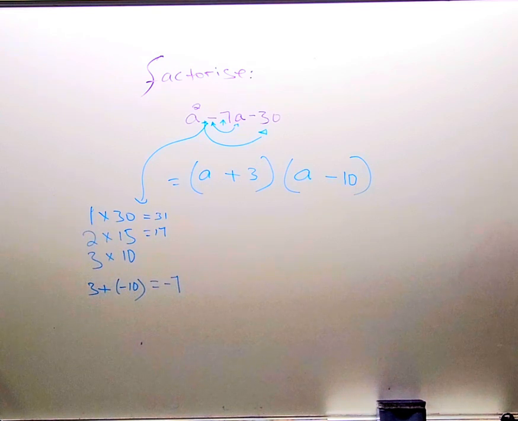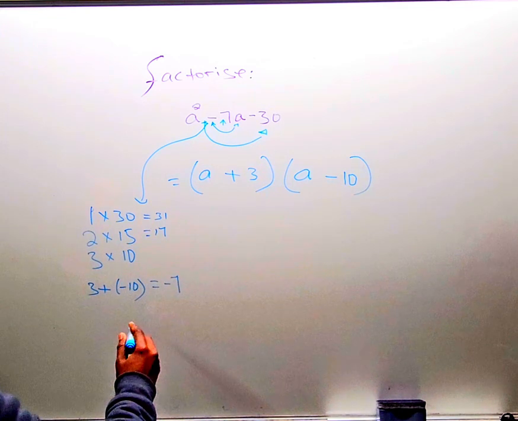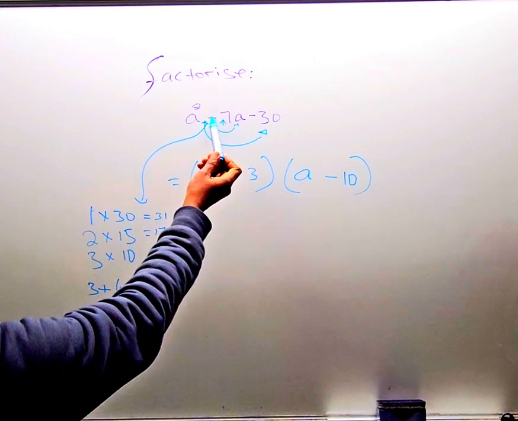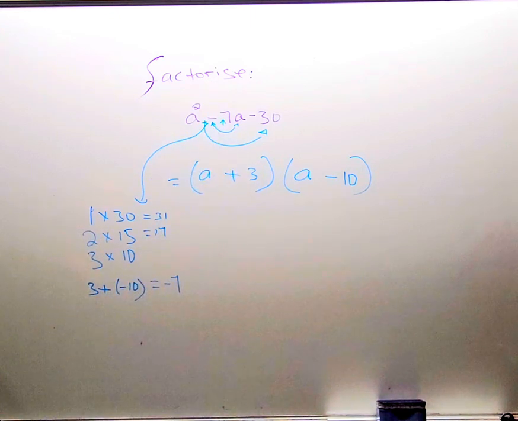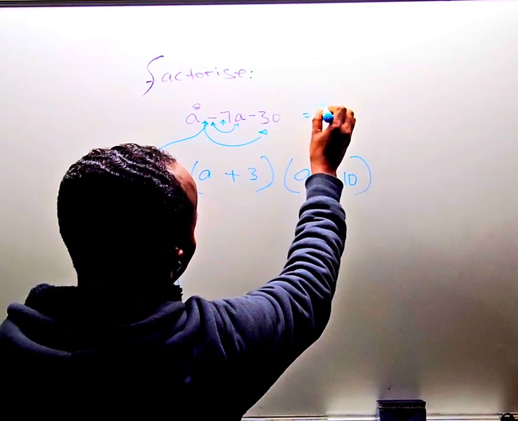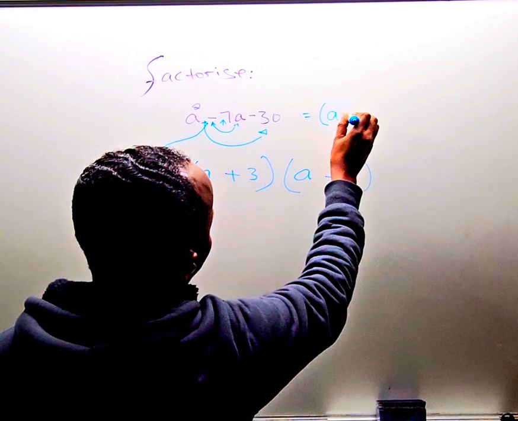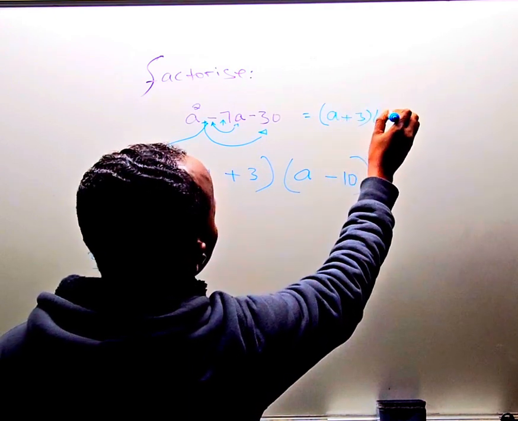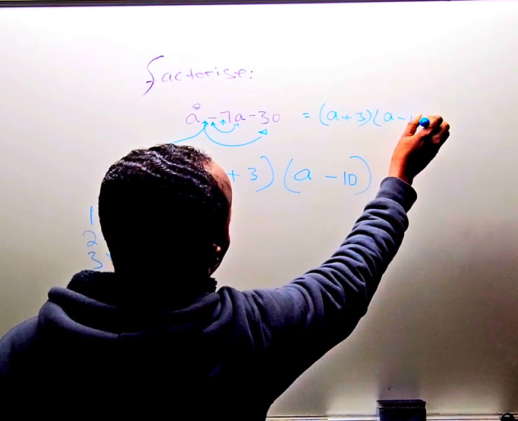The same way, you are advised to check your negative sign. That negative sign tells you the biggest number must always be the negative number, which is negative 10. Therefore, a square minus 7a minus 30 equals a plus 3 times a minus 10.